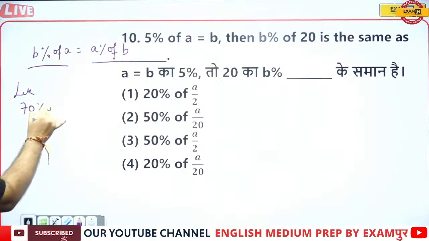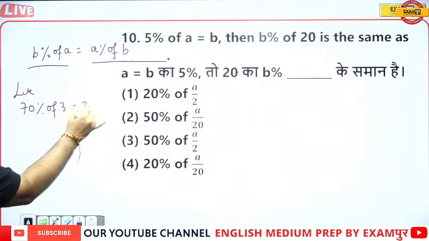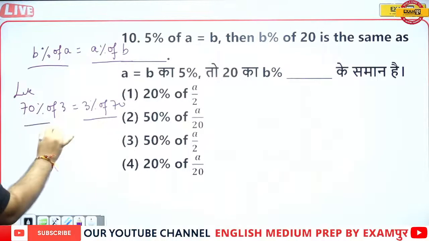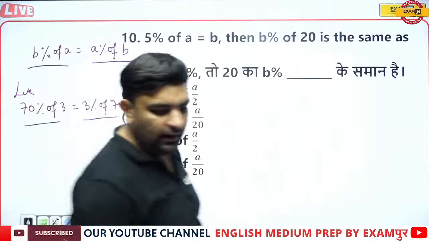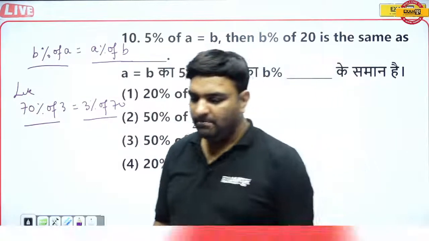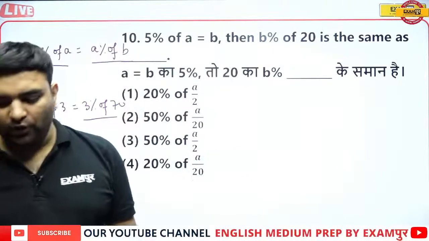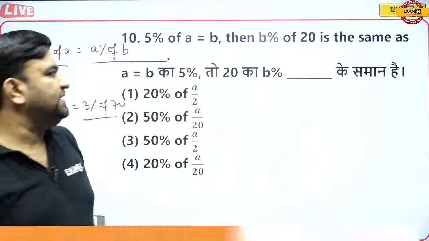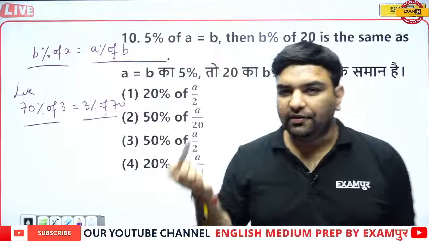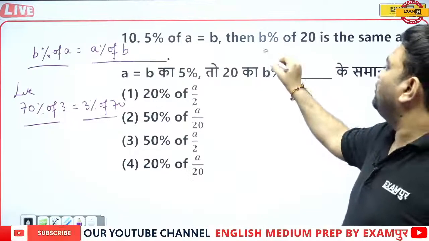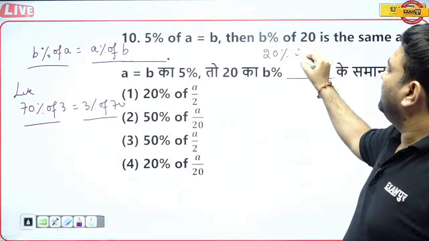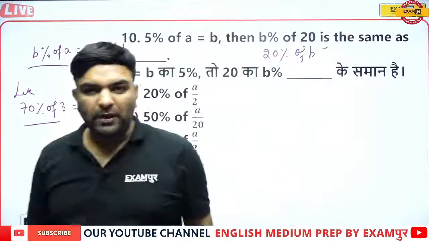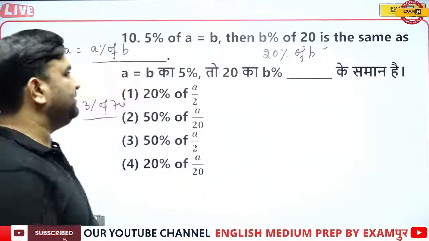Like 70% of 3 is same as 3% of 70. So whatever you find more convenient, you can calculate from that end. So B percent of 20, I can read it as 20% of B. So B percent of 20 is basically 20% of B.